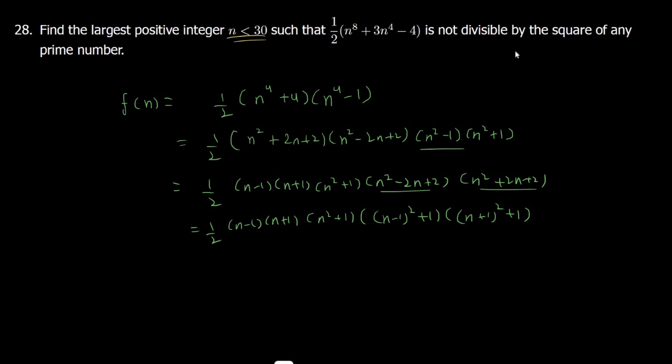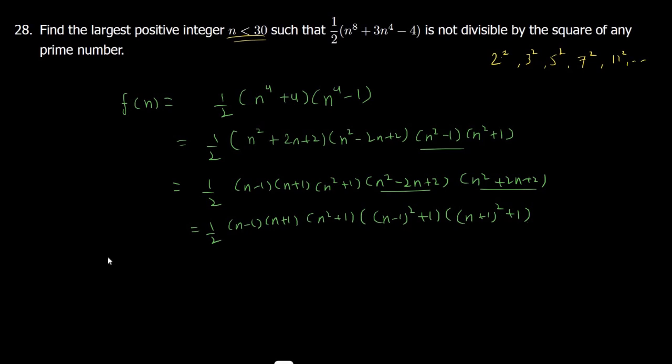So what are the squares of prime numbers? We have 2 squared, 3 squared, 5 squared, and if we keep going, we'll also have 7 squared, 11 squared, and so on. But we didn't need to check that far because we need only numbers less than 30. So clearly 29, if we try to put any odd number, then which of them will be even?